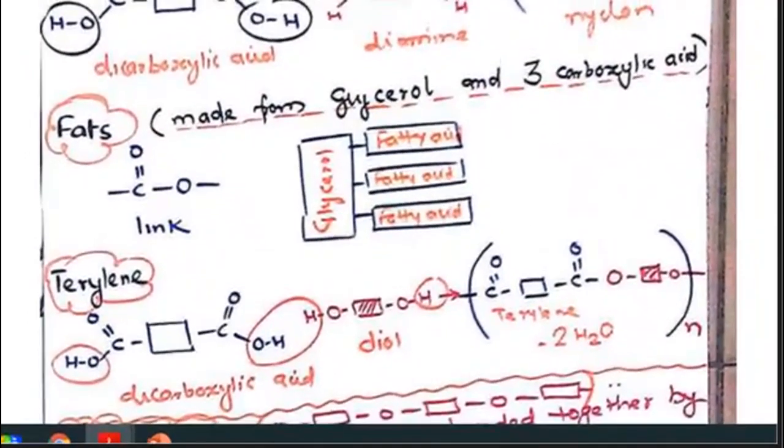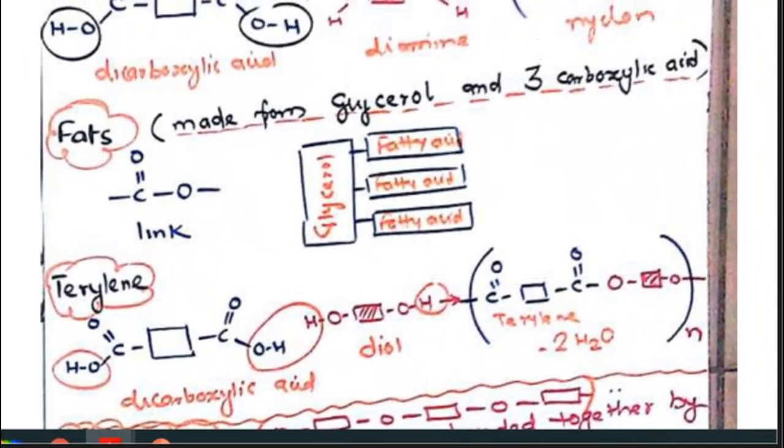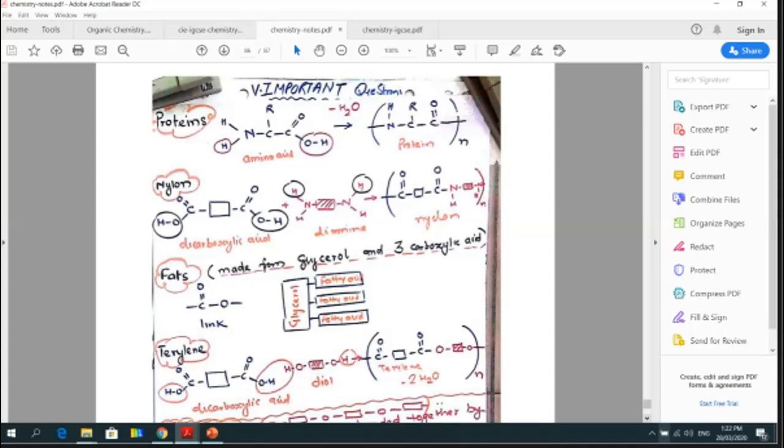Next, we have fats, right? Now, the link here for the fats is C double bond OO. That's the ester linkage. Down here, we have terylene. Terylene also results in the formation of the ester linkage, C double bond OO. Water is removed, the dicarboxylic acid and the diol come together. OH from the acid is removed, while hydrogen from the diol is removed, and that results in the formation of an ester linkage, which is C double bond OO.